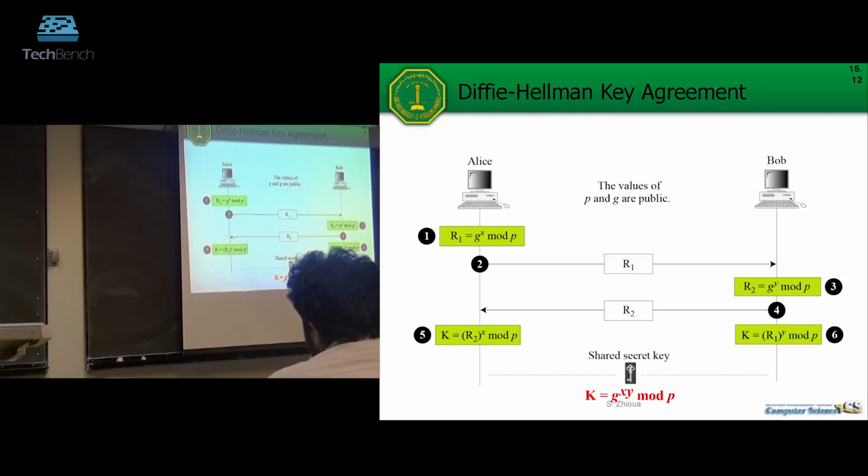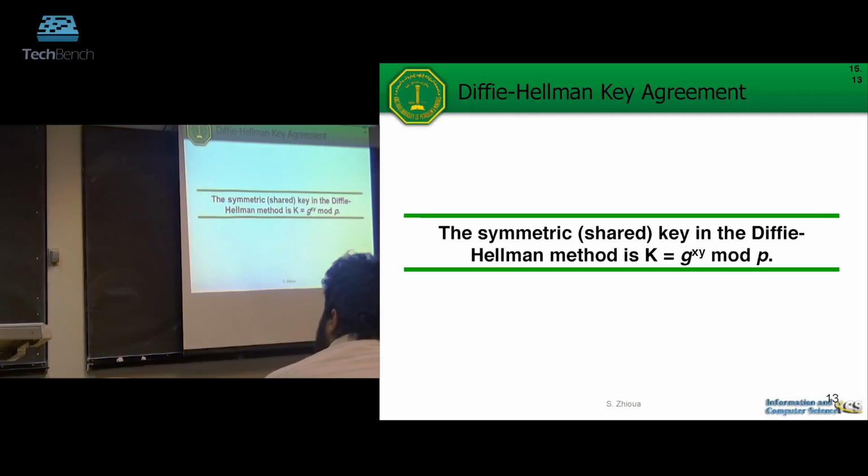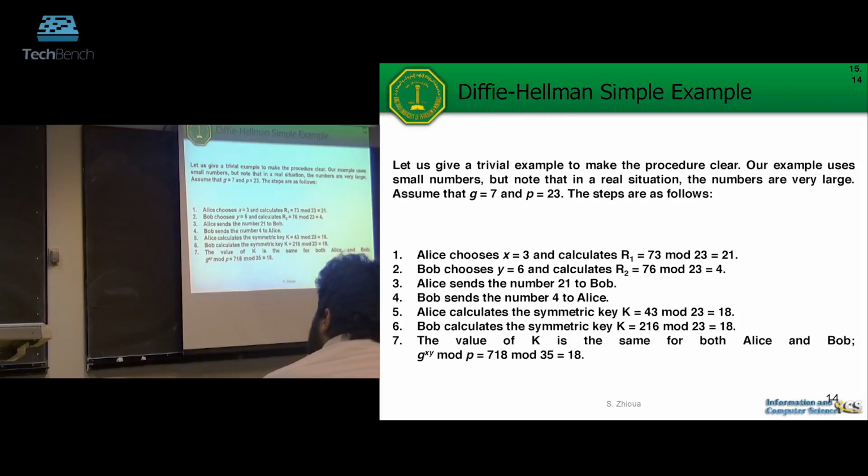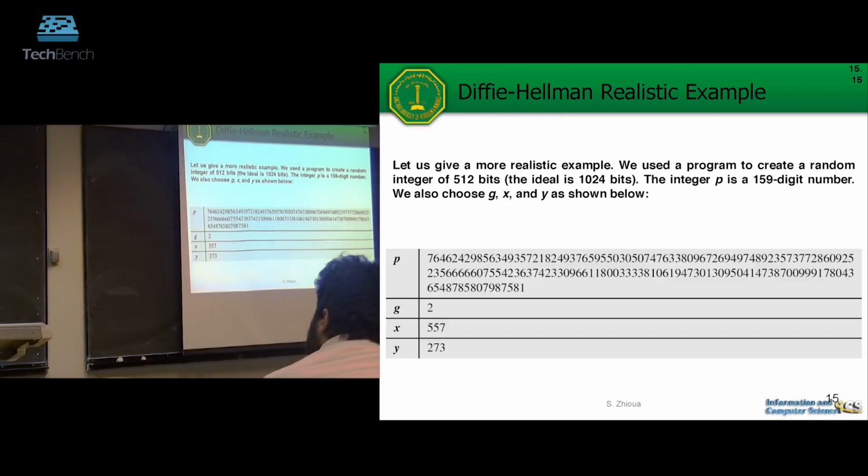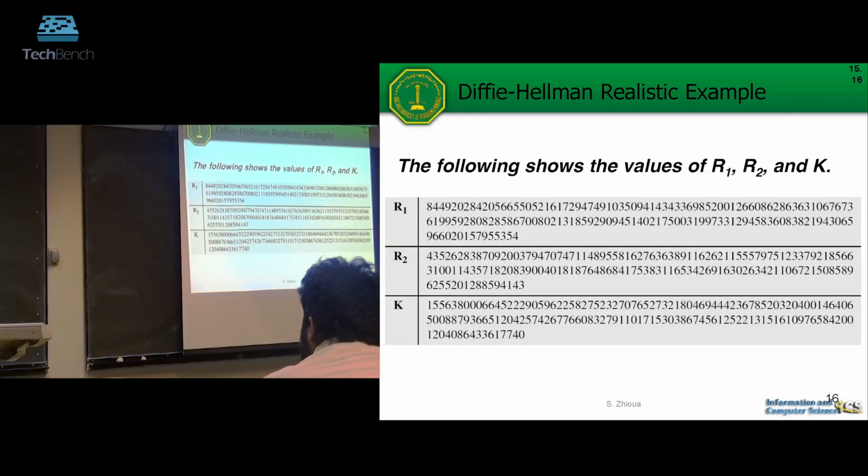There is an attack for this one, if the attacker is in the middle. Yes, of course. So this is a secret key. This is just an example showing how large the values that are picked are. See, R1 and R2 are really large, and this is the key.